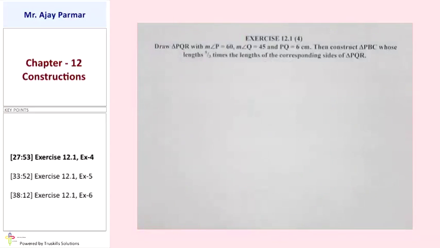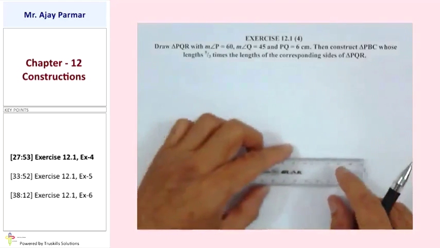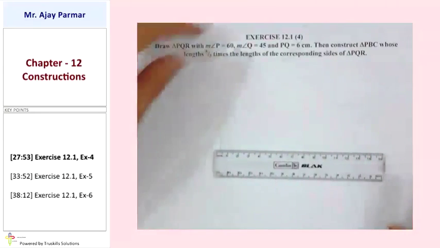Triangle PQR, measure of angle P is 60, measure of angle Q is 45, PQ is given to be 6 cm. We are supposed to construct triangle PBC, whose sides are 5:3 times the length of the corresponding sides of triangle PQR. So first of all, let us draw line segment PQ of 6 cm.